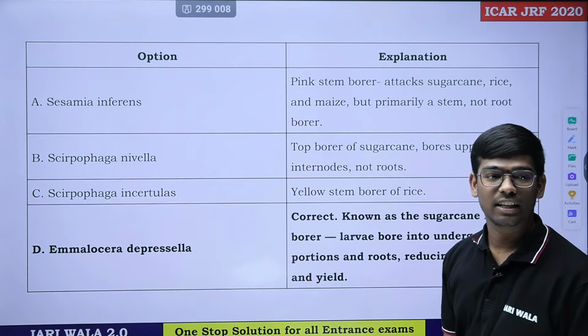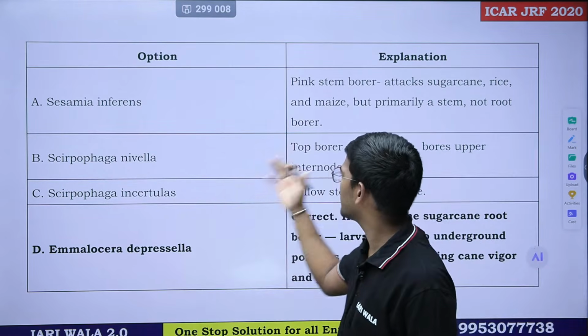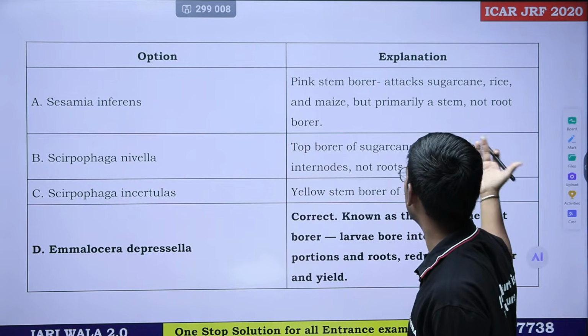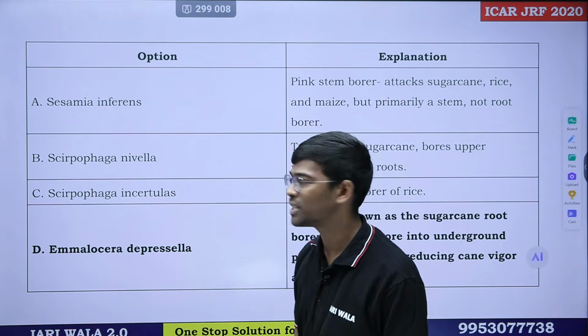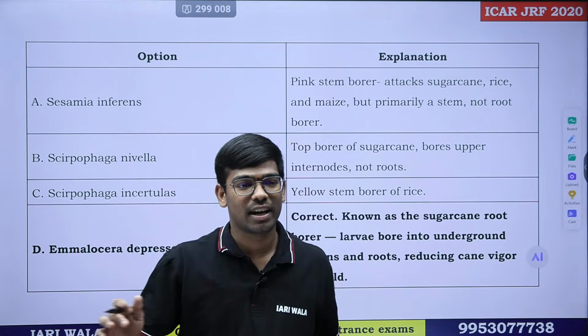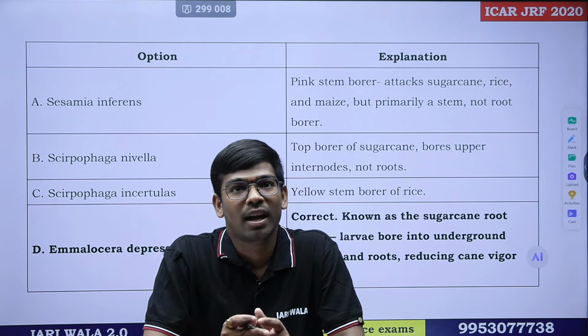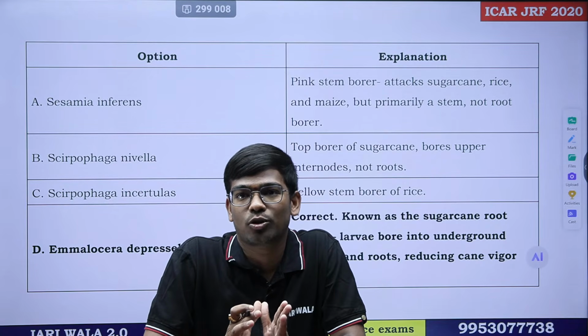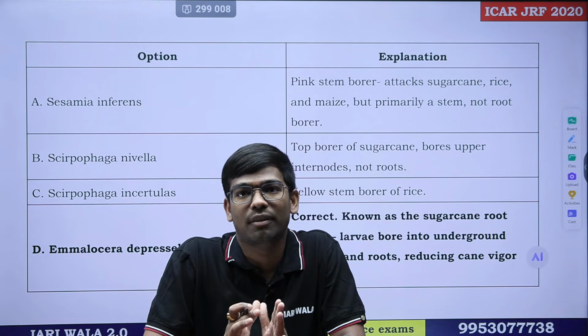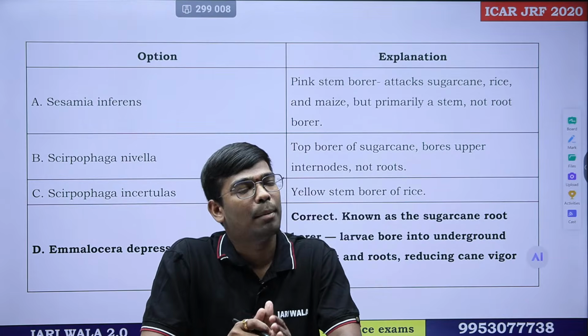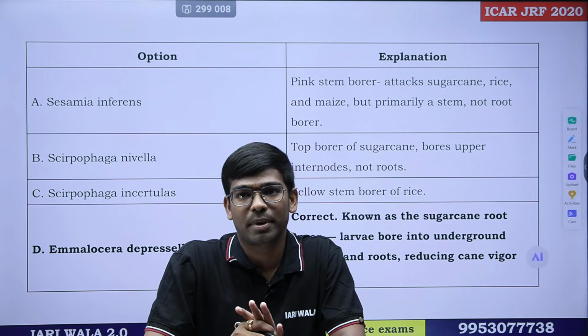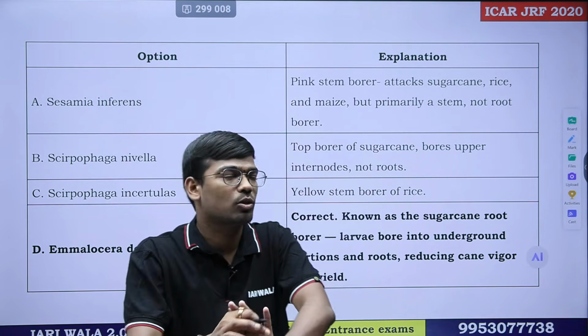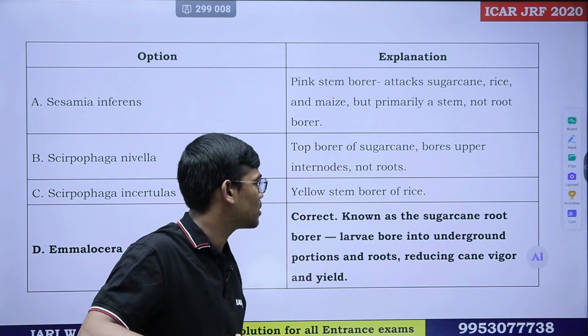So here we can see the explanation. Sesamia inferens is pink stem borer. Already we have discussed that it attacks sugarcane and other cereal crops. Then Scirpophaga niveella, that is top borer of sugarcane. And we are having 3 borers mainly: early shoot borer, internode borer, and top shoot borer. Then after that the root borers. And apart from this, we are having 11 other pests of sugarcane which act as borers. So there are 15 borers in the complex in case of sugarcane.